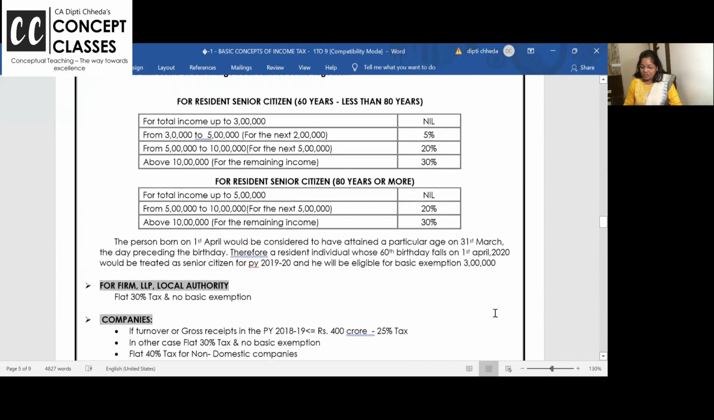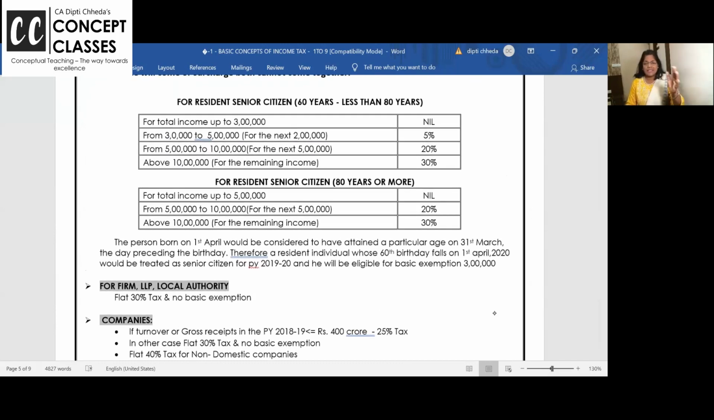If an individual is a senior citizen, 60 years and above, less than 80 years, for him, basic exemption is not 2,50,000. It is 3 lakh. Are you all looking at the screen? So up to 3 lakh income, no tax. 3 lakh to 5 lakh, the next 2 lakh, same 5%. 5 lakh to 10 lakh, 20%. 10 lakh above, 30%.